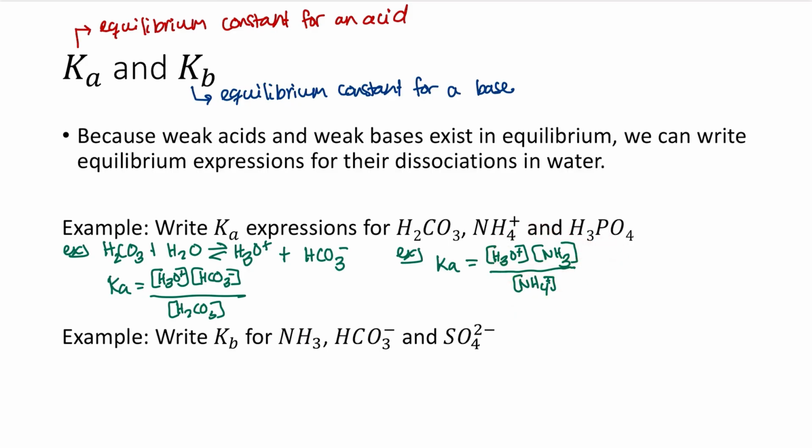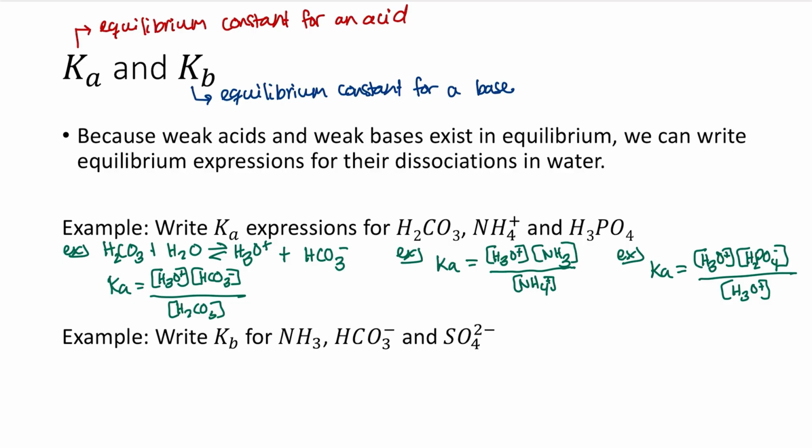If we look at the example of phosphoric acid, the equilibrium expression is going to be equal to the concentration of hydronium ion times the conjugate base of phosphoric acid. So we're going to take one proton away, and that means we need to decrease the charge by 1. We're going to get dihydrogen phosphate divided by the concentration of phosphoric acid. So this is the dissociation of an acid. We can write the Ka for it because these are all weak acids and they exist in equilibrium.